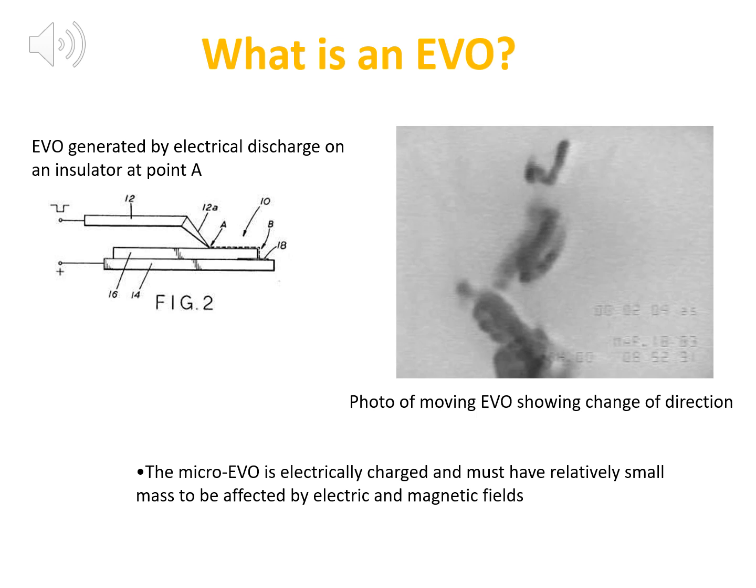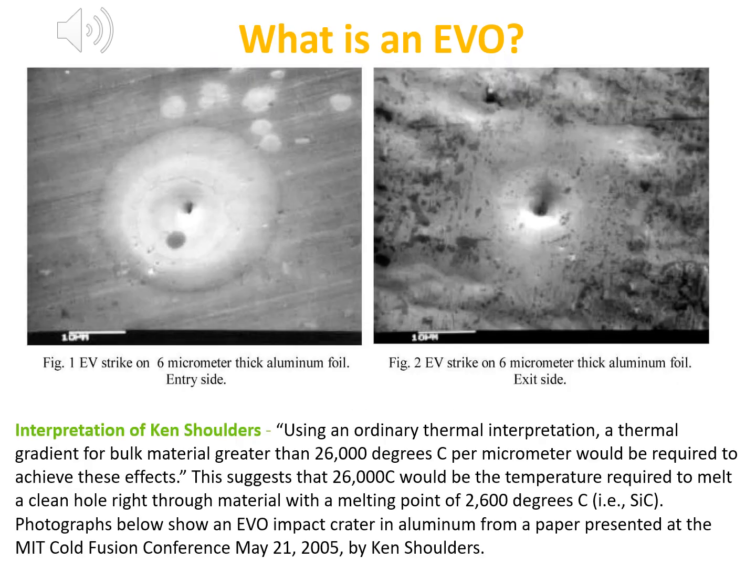What is an EVO? It's generated, in this picture, figure 2, by pulsed electrons at point A on an insulating material on top of a metal. The photo shows one moving through space at a very high velocity. This shows the input and exit side of a hole bored by an EVO in 6 micron thick aluminum, which Shoulders claims requires a 26,000 degrees per micron temperature gradient.